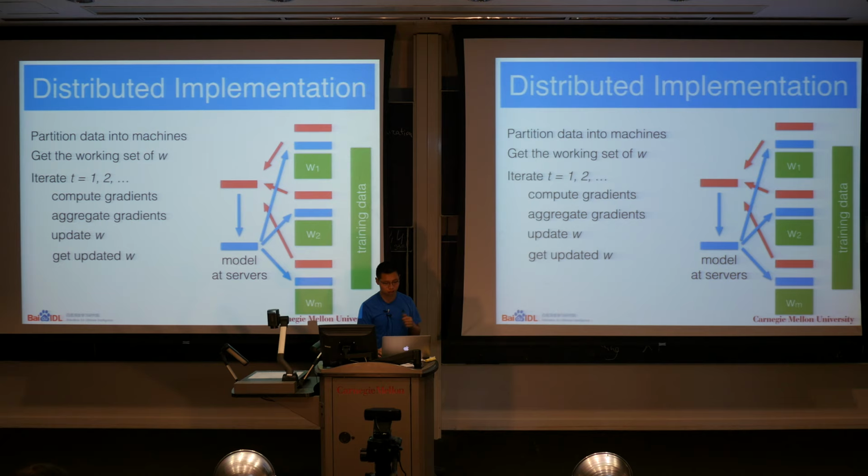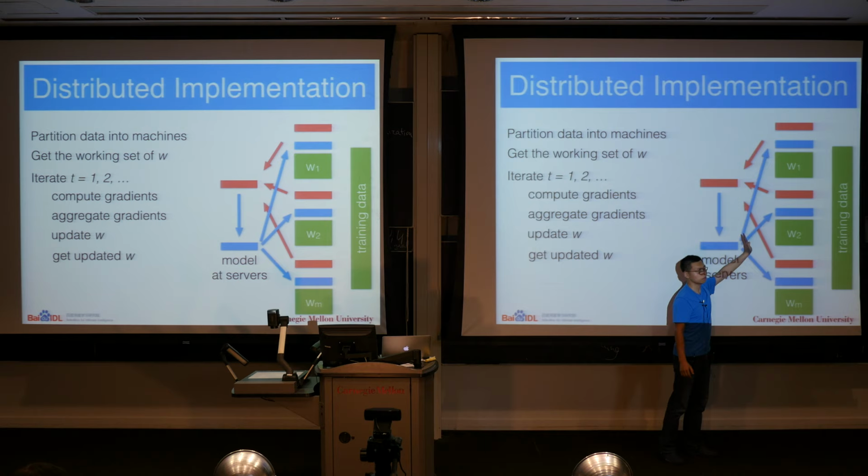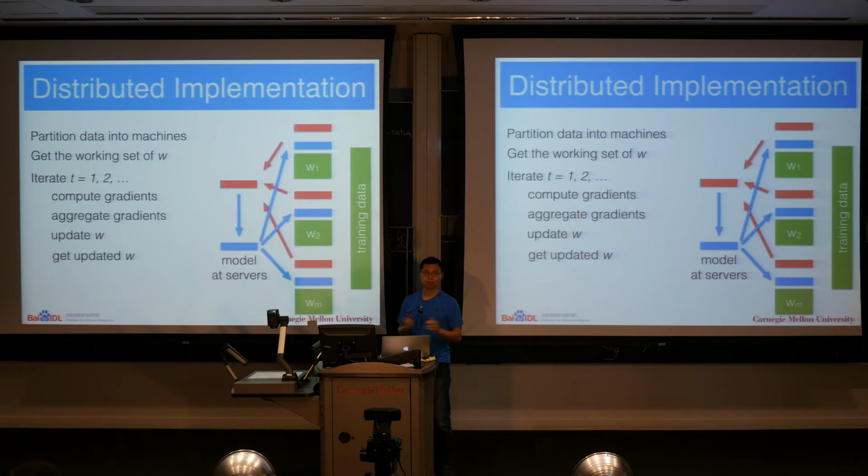Next, you need to broadcast the new model. So this is a machine, this is a machine, and this is a server machine. This is the network communication. You need to send the gradient to the server, and the server needs to broadcast the model. So network communication occurs between different machines. Now this is the concept. Now we discuss two implementations.